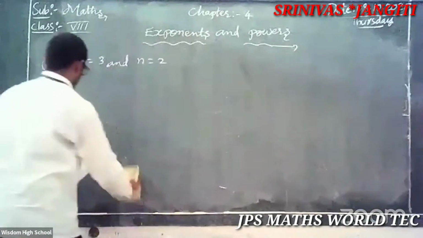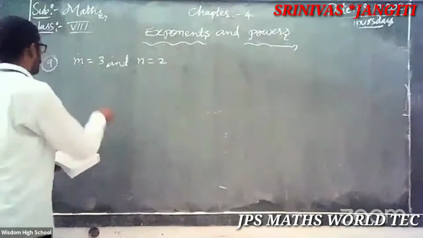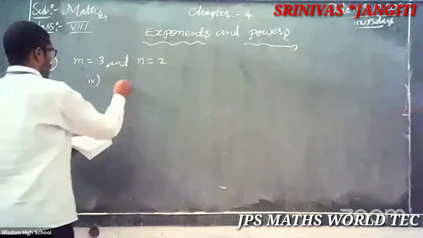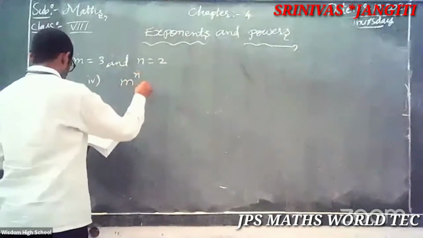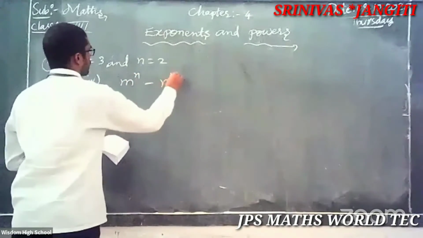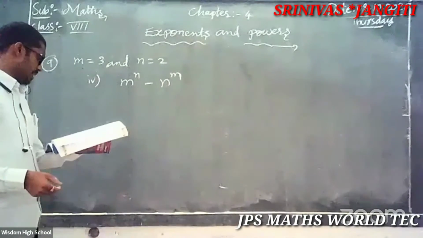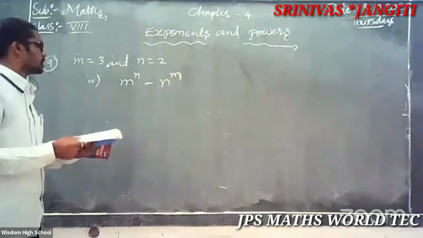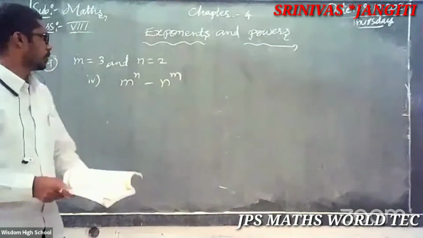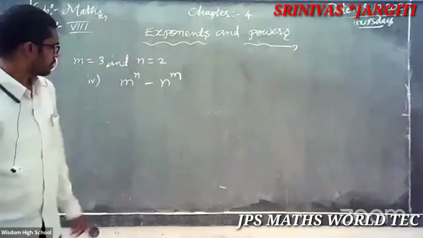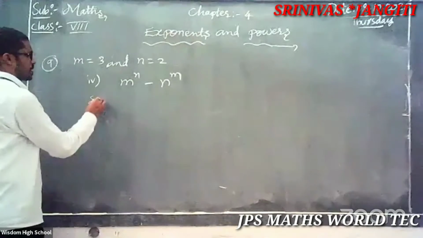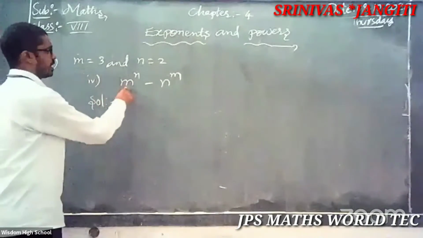What is the next problem? Observe, 4. M to the power of n minus n cube. M to the power of n minus n cube. Is it clear? So simple. Then observe here, what is the value? Tell me. Same. Let's start our solution. So simple. What is here?